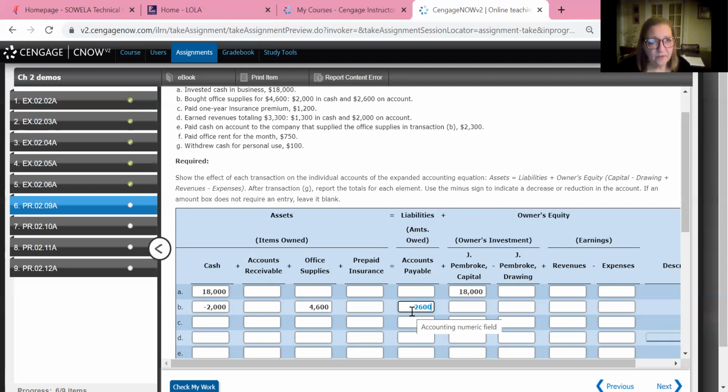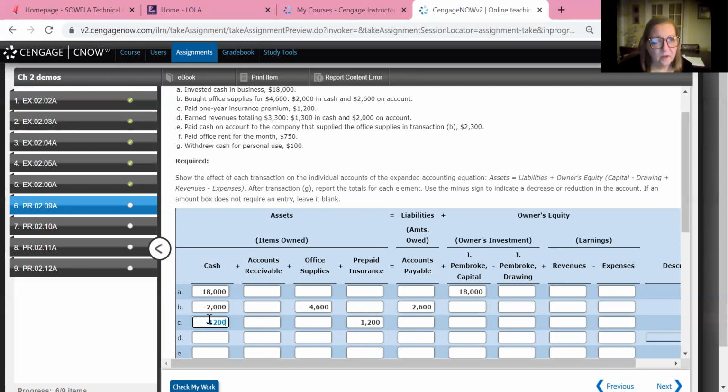Okay, C, the next transaction, paid 1-year insurance premium. Now, if you pay insurance for a year, you are paying in advance, right? Because insurance companies won't give you coverage without you paying the premium in advance. So you pretty well know every time you pay an insurance premium that it is for a future period. And so whenever you pay insurance, you're going to code it to prepaid insurance. And how much was it again? Let's see, $1,200. And so your cash went down by $1,200 and your prepaid insurance went up by $1,200. Okay.